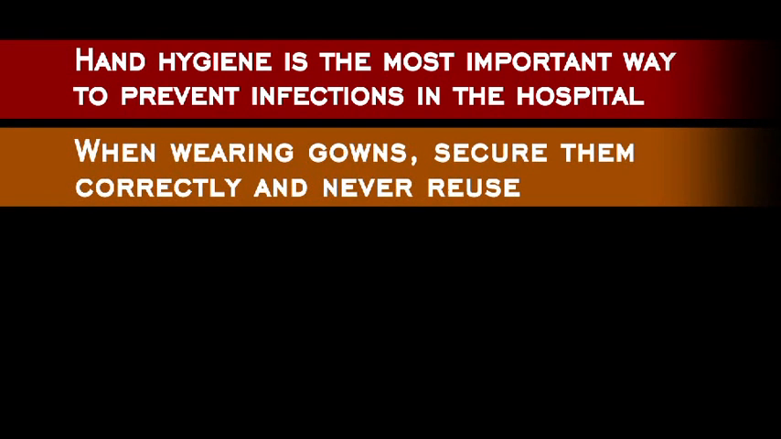In summary, you've learned now about standard precautions and the three types of isolation precautions: airborne, contact, and droplet. Some extremely important points to remember. Hand hygiene is absolutely the most important way to prevent infection in the hospital. Second, when wearing gowns, make sure that you secure them. Don't let them hang loose around you. And please do not reuse gowns for isolation.